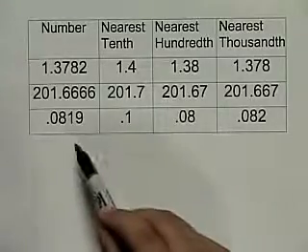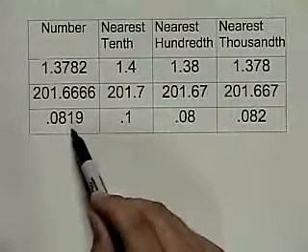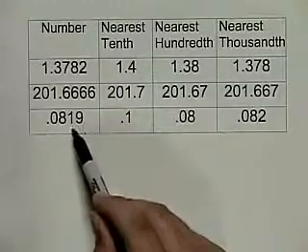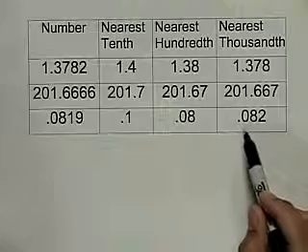And then rounding this number to the nearest thousandth, we look at the number in the thousandths position, which is the 1. And then to the right of it, we have a 9, which is greater than 5. So we'll round the 1 up to a 2. And this answer becomes 0.082.